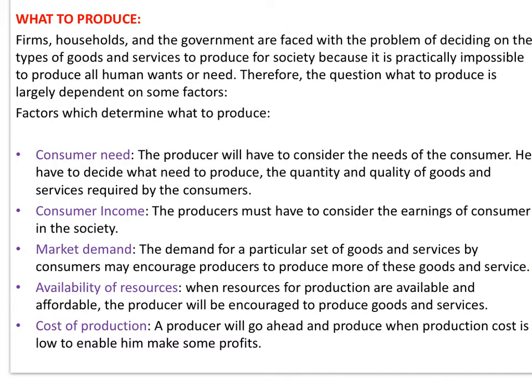Let's tackle the first problem. What to produce? What do we produce? Firms, households, and the government are faced with the problem of deciding on the types of goods and services to produce for the society because it is practically impossible to produce all human wants or needs. Therefore, the question of what to produce is largely dependent on some factors. There are some factors that determine what to produce in every society. And these factors include number one, the consumer need.